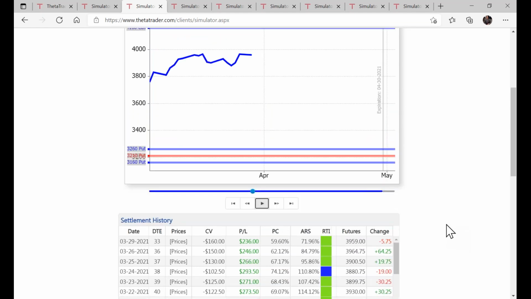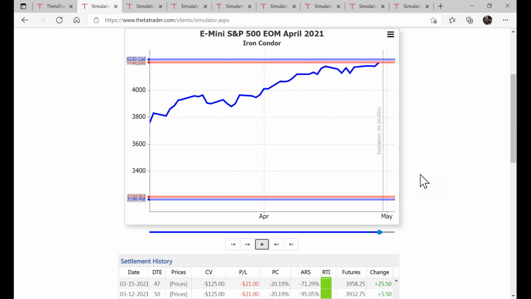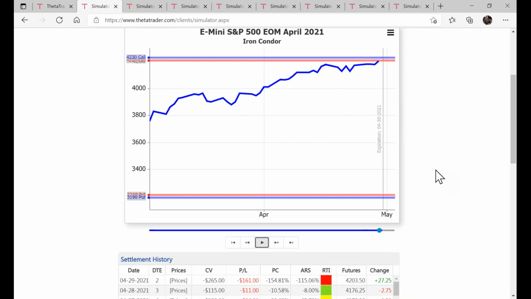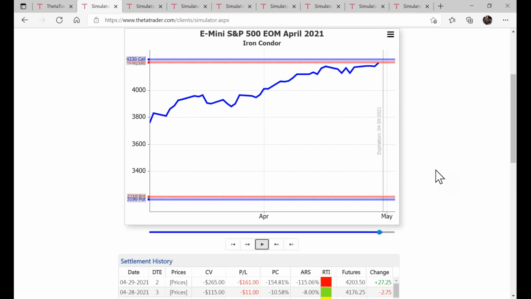So if you had your account settings in a setup where you were having Theta Trader automatically monitor and track your positions, Theta Trader would have automatically closed this position out for a gain, a winning trade, as opposed to the Condor, which actually ended up being a losing trade. So that's a huge, huge difference between a Condor and a Dragonfly, depending on the market conditions.